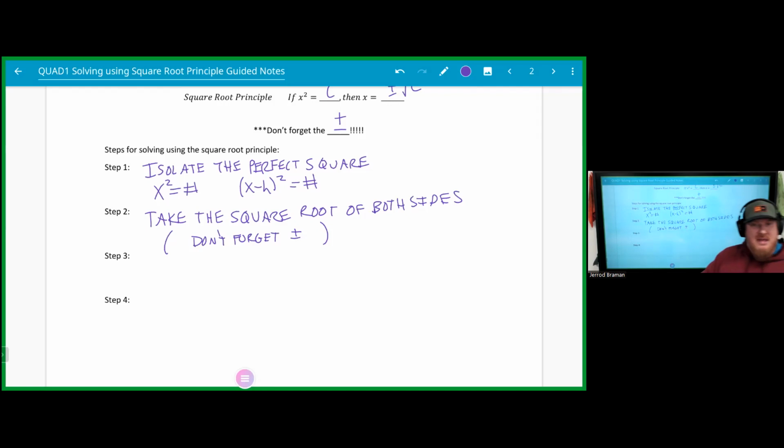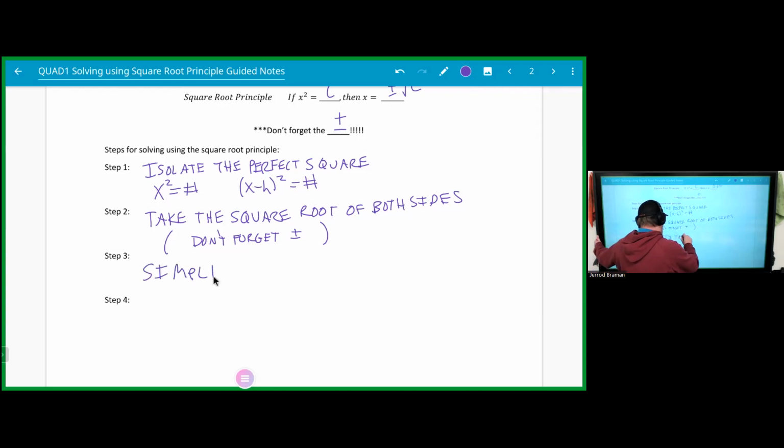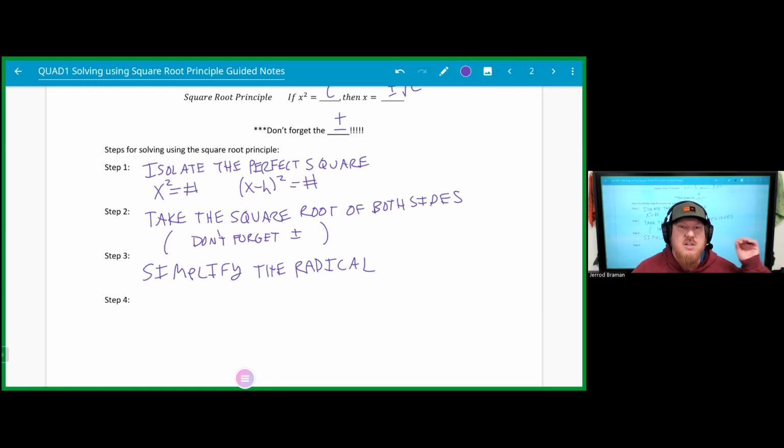And then we're going to do the thing we've done already in a skill fashion. We're going to simplify the radical. And I'm going to remind you of what that is as we go through some of these practice problems. Simplify the radical. That means what's under the square root will simplify. And then we have a last step. We're going to solve for x, or whatever variable we're using.